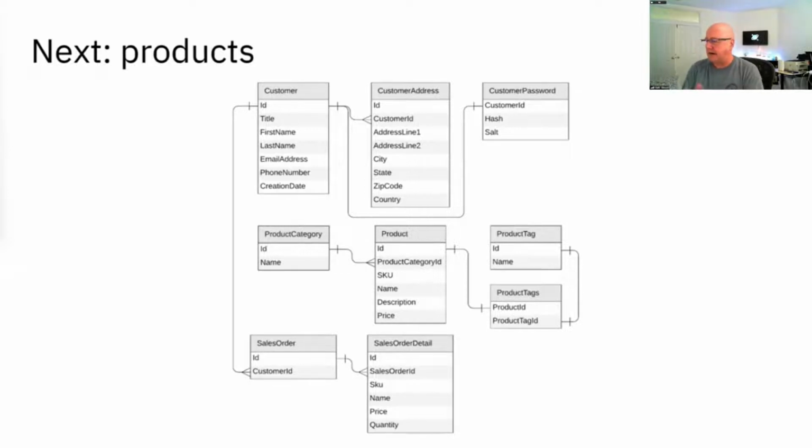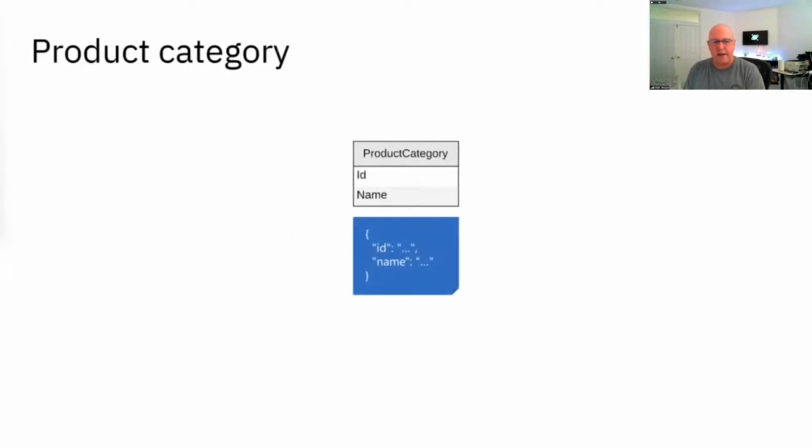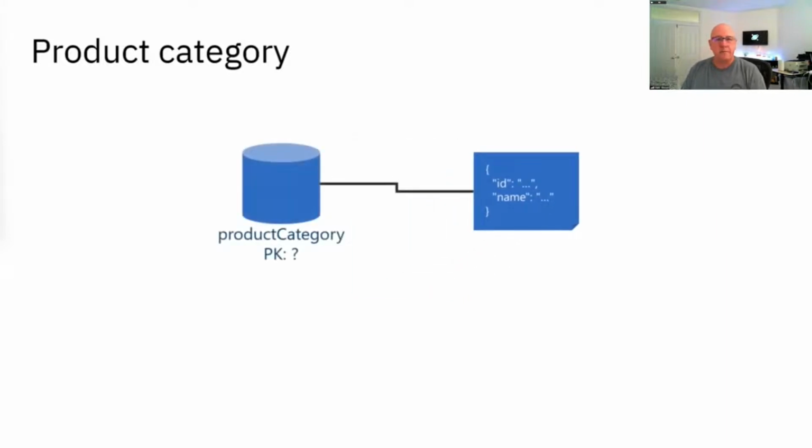All right. So there's customer. We're done with customer. Let's move on. We're going to do our product tables here, and we'll start with the product category. We're going to do the same thing we did earlier, which is translate this into a JSON document and store it in a container. Oh, let's get crazy here. We're going to call it product category.